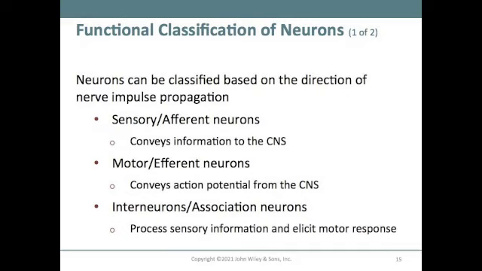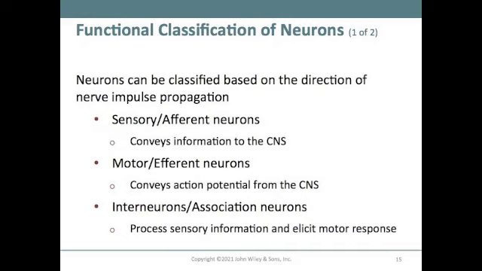So when a signal from an external stimulus reaches your eyes and tells you what you can do, or it doesn't even have to reach your eyes. If somebody is walking behind you and they accidentally bump into you, well, you can't see that coming, but you certainly feel it. And that's going to give you some stimuli that's going to go into the central nervous system, and that's afferent. So afferent travels towards the central nervous system.